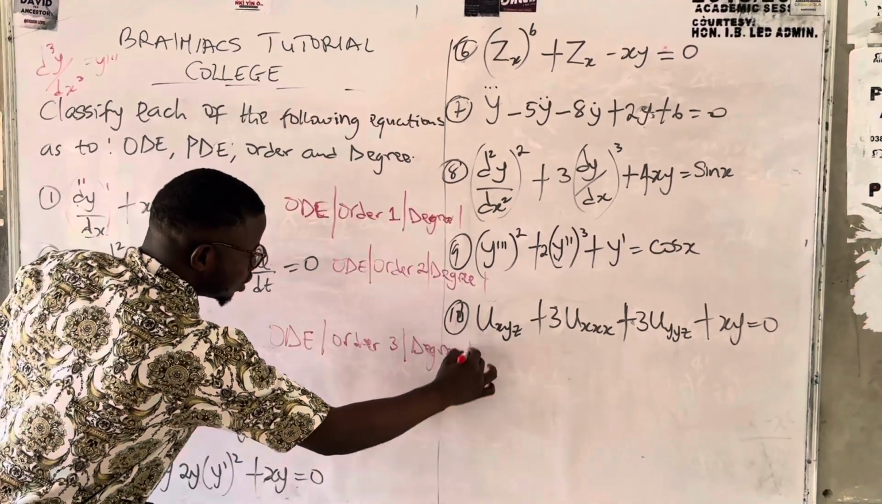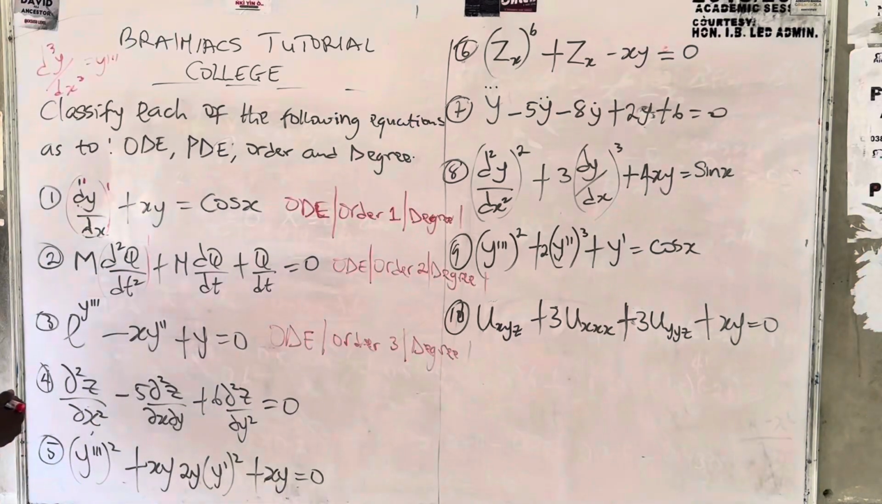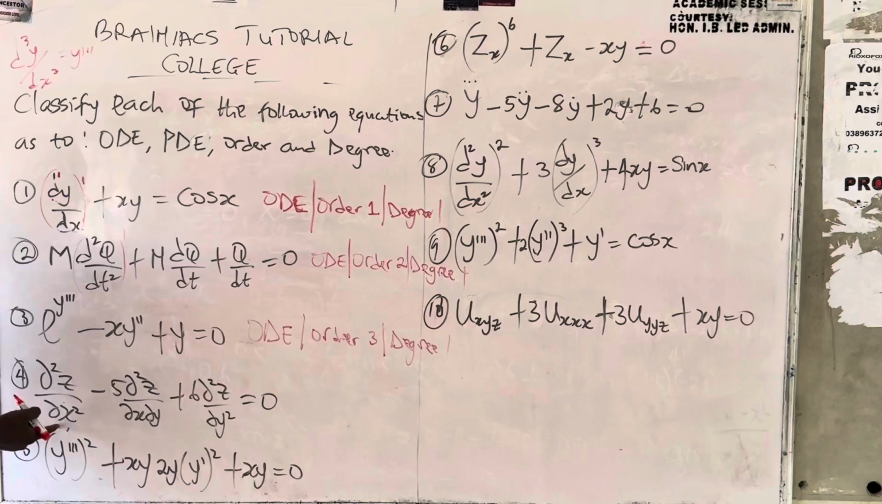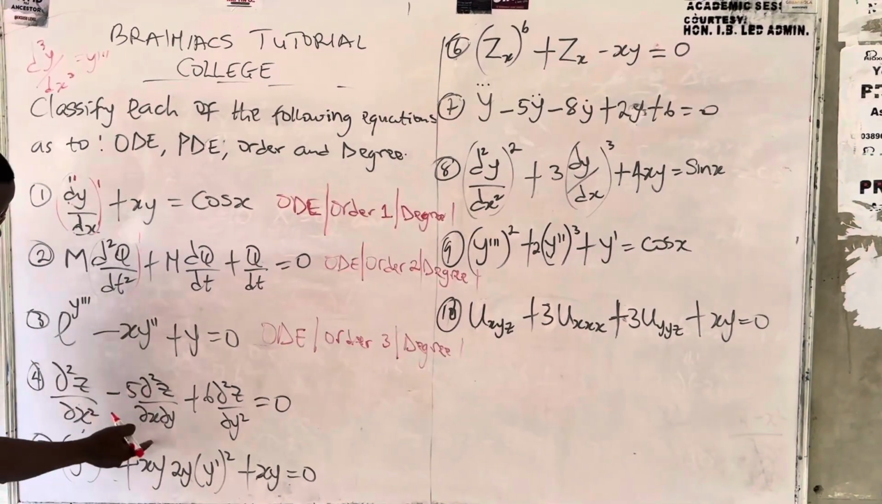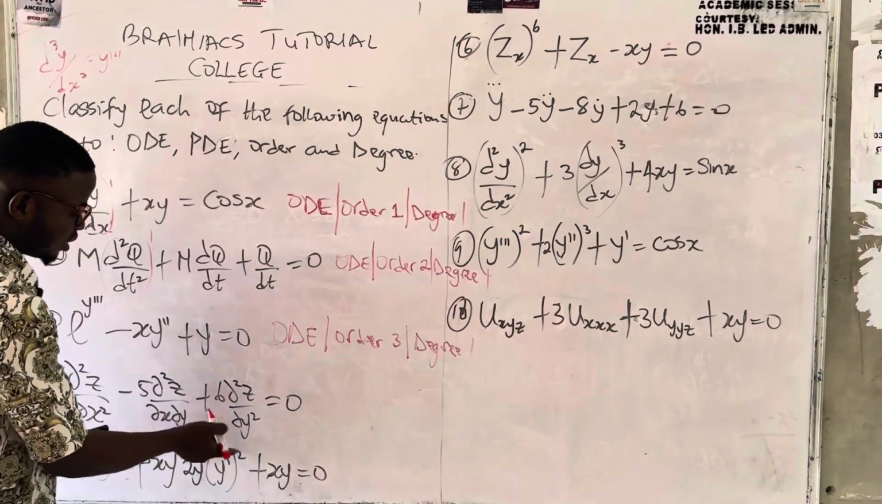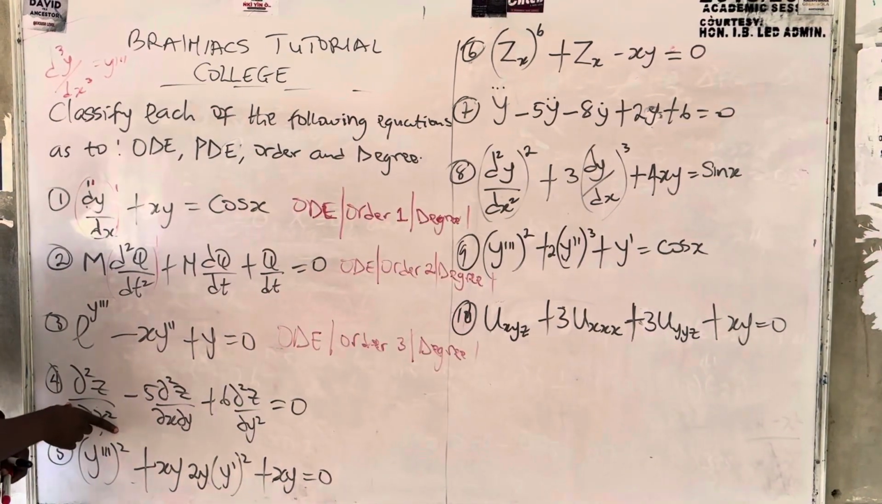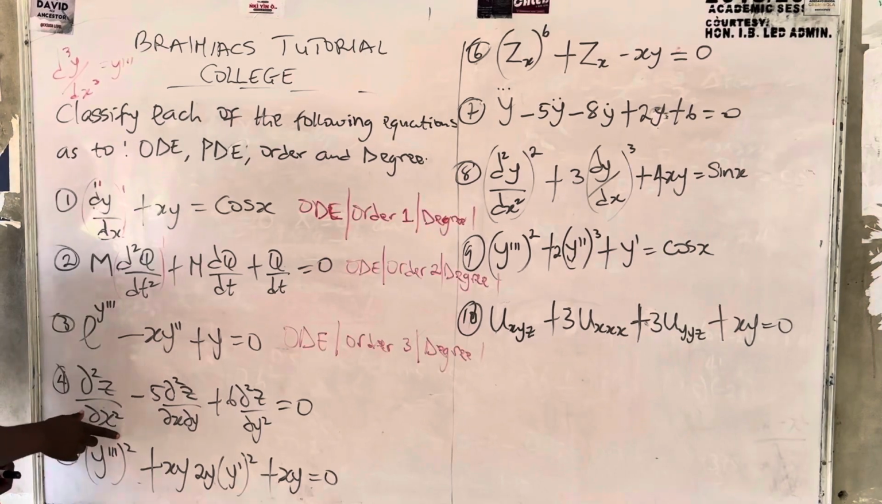That's degree 1. Going to the next question, the highest derivative that we have here is this one, partial square z over partial s square, and this one too. So it is a second order differential. We want to classify this one, whether it is an ordinary or partial differential equation.